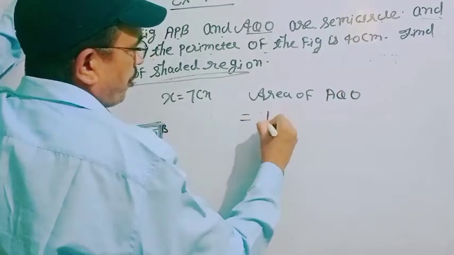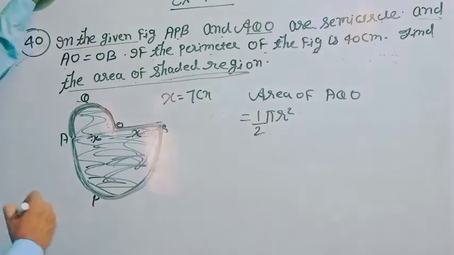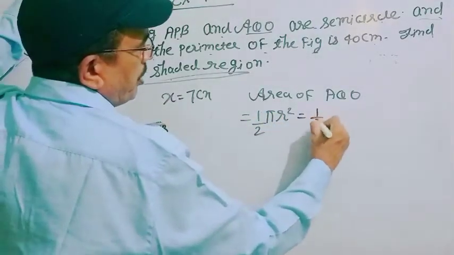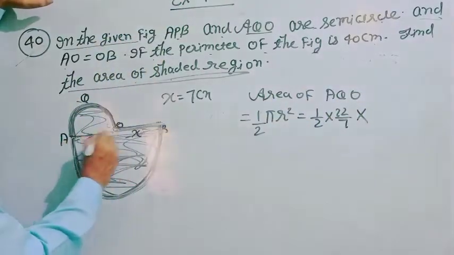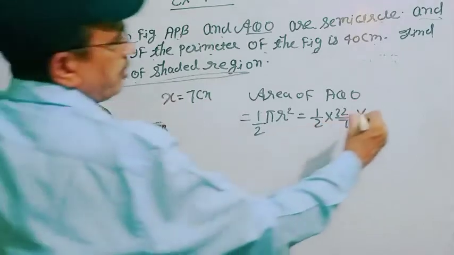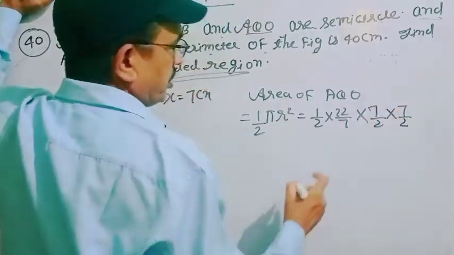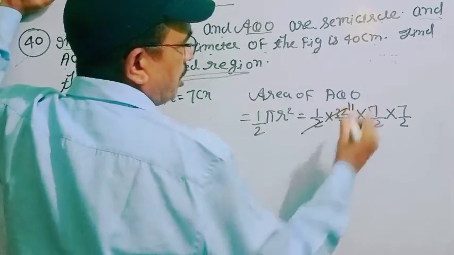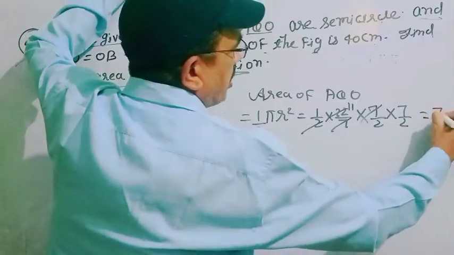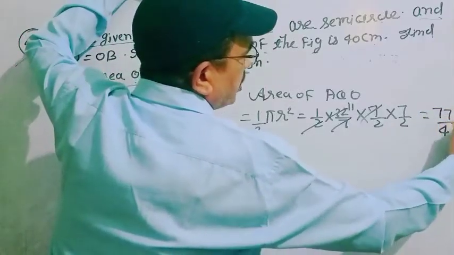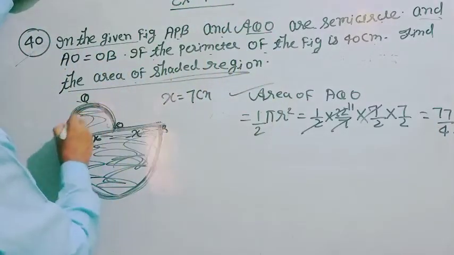So the area of AQO is equal to half pi r square. Then it is equal to 1 by 2 into 22 by 7. And what is r? If x is 7, then r is 7 by 2. So it is 7 by 2 into 7 by 2. So 2, 11 and 7 cancel. That is 77 by 4 cm square. It is the area of this semicircle AQO.